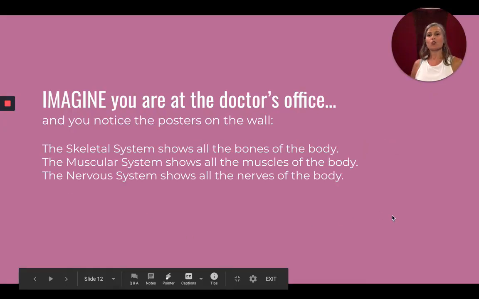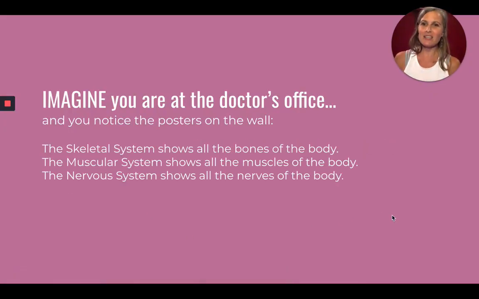Imagine you are at the doctor's office, and you notice the posters on the wall. Up here, you see the skeletal system, and it shows all the bones of the body. And you're like, okay, that's great, I can relate. I've got bones somewhere inside there. And then you see the muscular system, and it shows all the muscles of the body. And you're like, oh yeah, I've got muscles. I can feel them. I understand that that's inside of me. And then you look at the nervous system, and it shows all the nerves of the body.